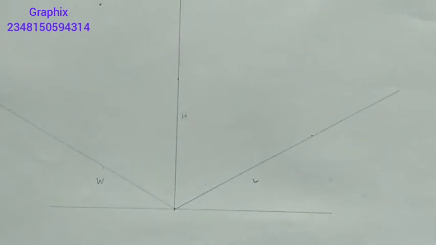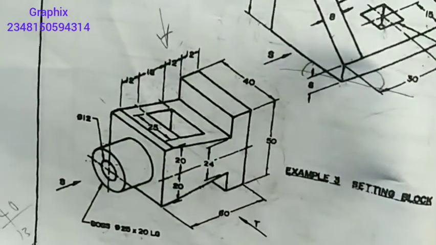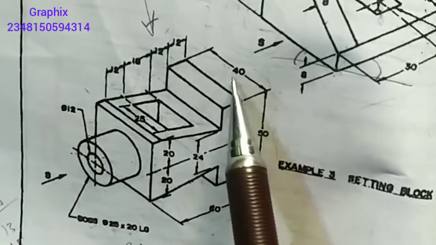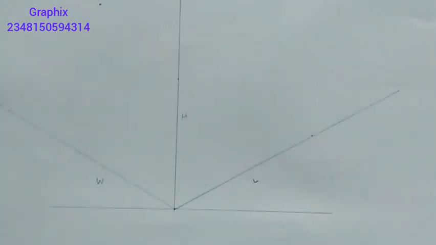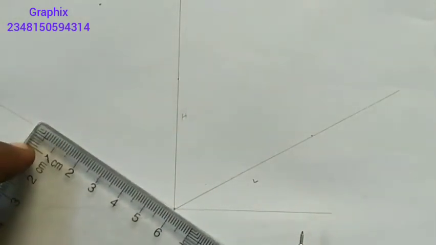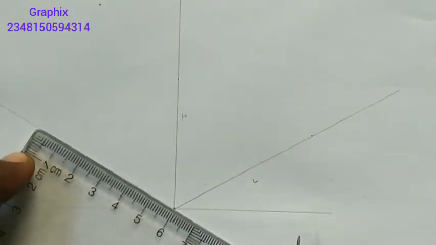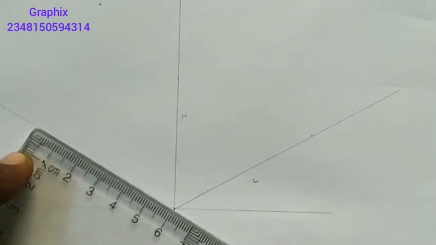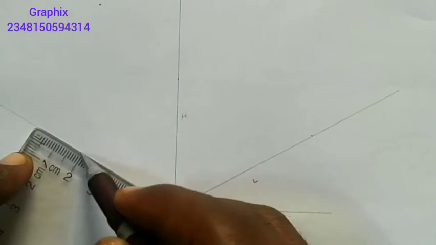And the entire width is 40. If you look at it very well, this is the width. From here to here is what? 40. I'm going to measure my 40. So I'm starting from 6, going backward. So this is 0, 10, 20, 30, 40. I'll end at 2.